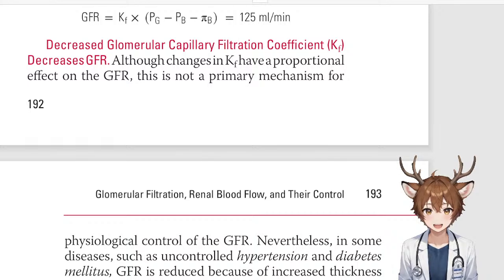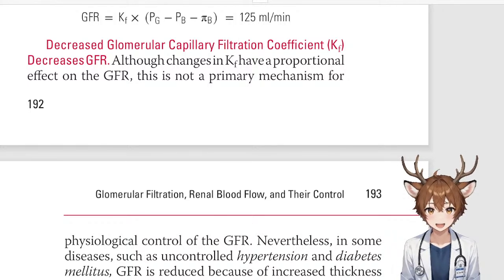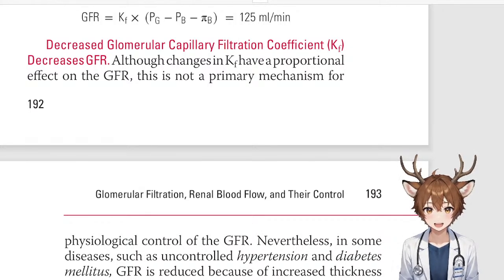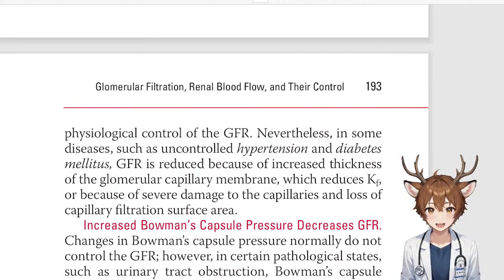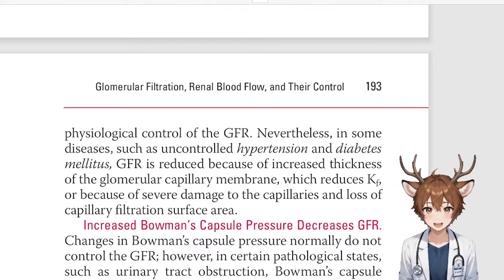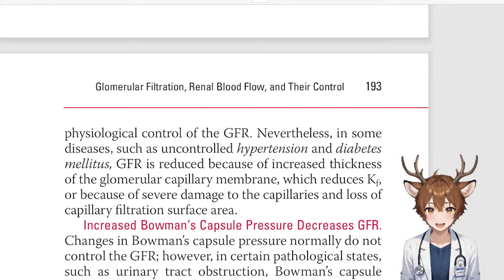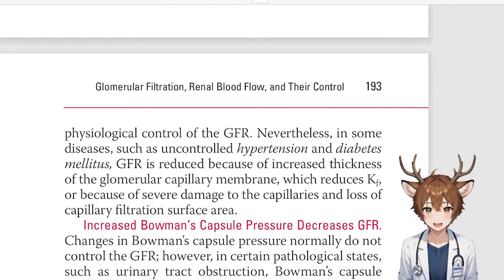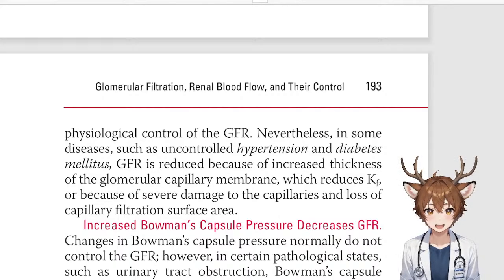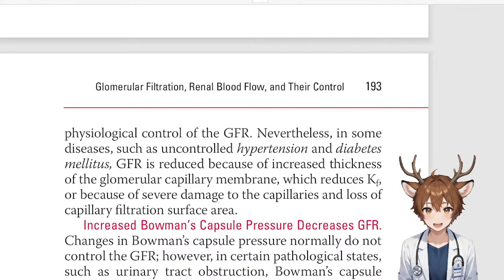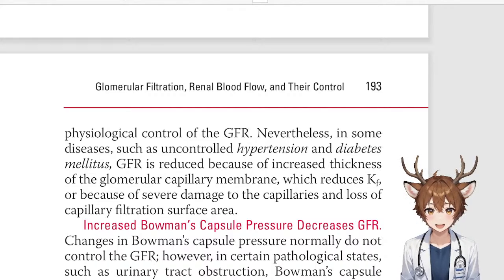Although changes in Kf have a proportionate effect on GFR, this is not a primary mechanism for physiological control of the GFR. Nevertheless, in some diseases such as uncontrolled hypertension and diabetes mellitus, GFR is reduced because of increased thickness of the glomerular capillary membrane, which reduces Kf, or because of severe damage to the capillaries and loss of capillary filtration surface area.